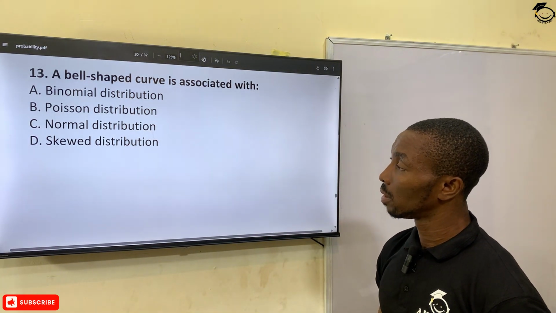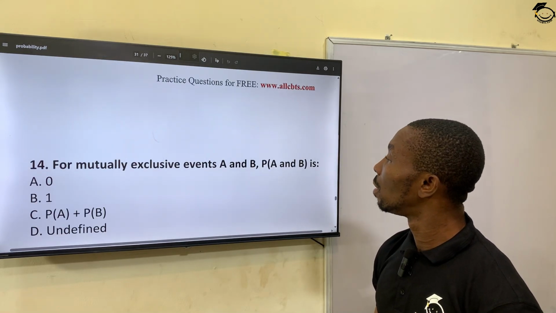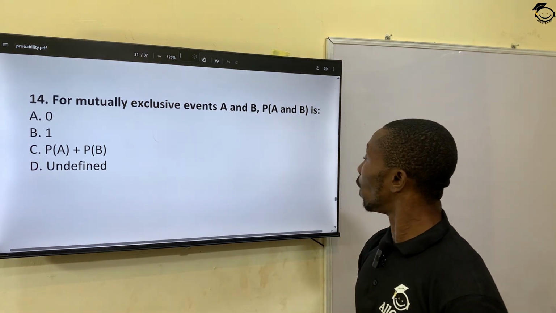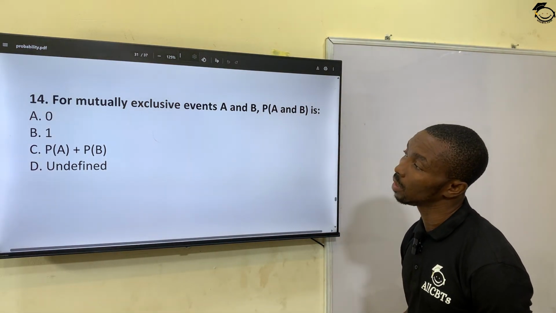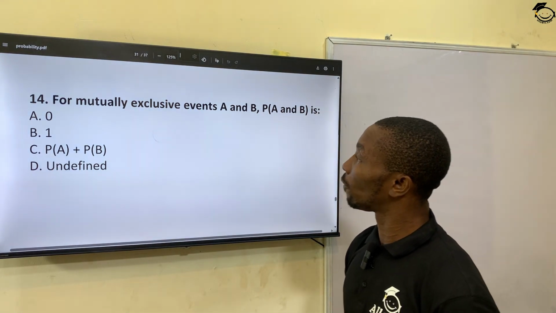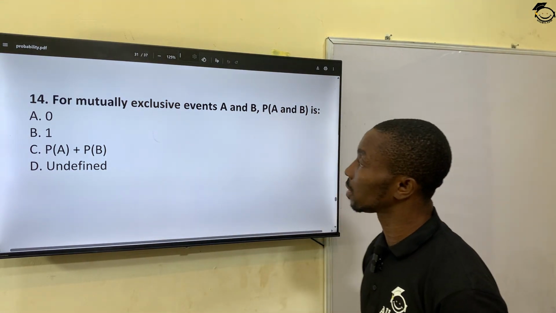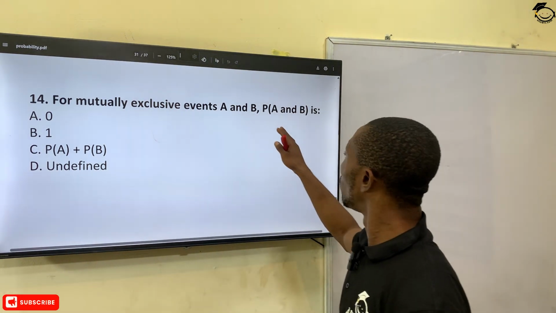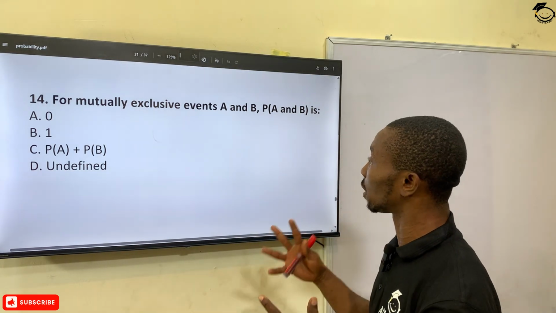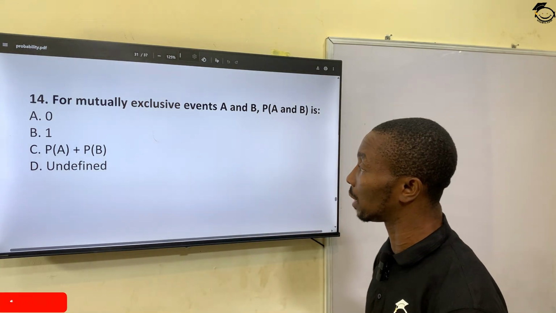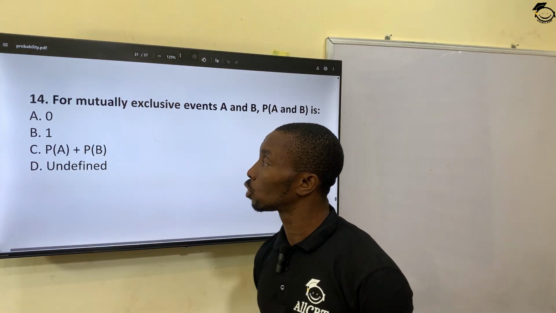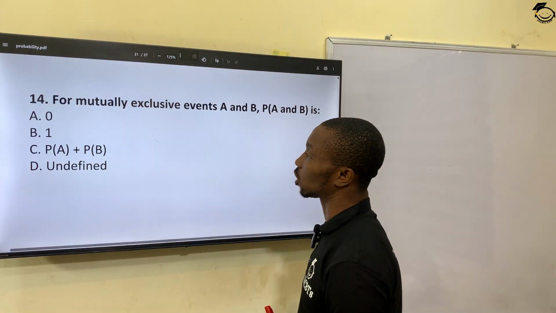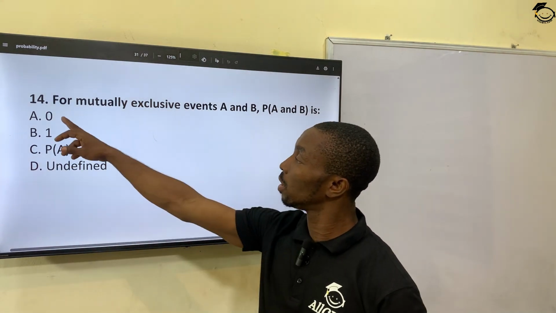Question 14 talks about, for mutually exclusive events A and B, the probability of A and B is, okay, now for mutually exclusive events, since these are two events that cannot occur together, the probability of their intersection, that is the intersection of A and B, would be 0. Because they can't occur together, there is no point of intersection or meeting in them. So that would be 0.